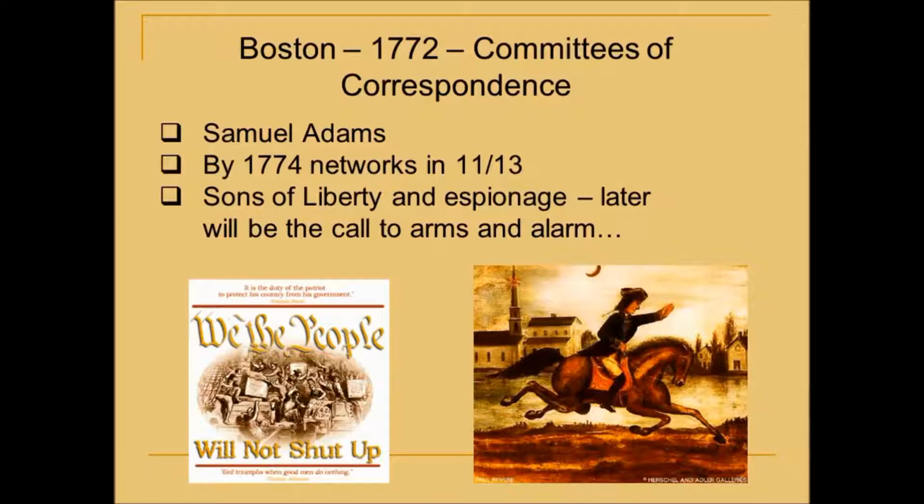By 1772, the people in Boston, that's kind of the hotbed of people who are very political and want change and want Britain to do the right thing. And so they came up with the idea of a group called the Committees of Correspondence, and it was created and run by Samuel Adams. He was also a smuggler, by the way. They all were. But by 1774, the Committees of Correspondence were in 11 of the 13 colonies.